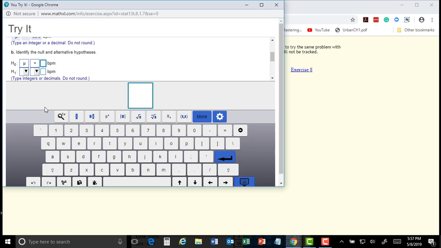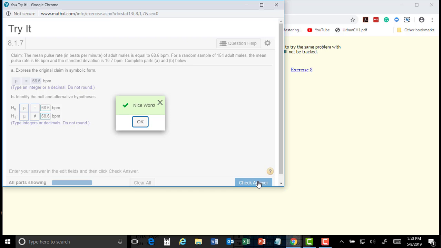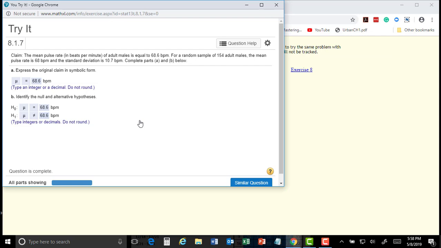And here I'm going to put 68.6. Now, the other one was again testing about mu, yeah? But we were saying, do we want to show it's just different than 68.6, or do we want to say it's more or less? If we want to show it's just different, then it's a two-tail. And again, we'll have the 68.6. Yeah, because I just want to know if it's 68.6 or not. Not if it's less or bigger, just if it's not. Okay. That's done.